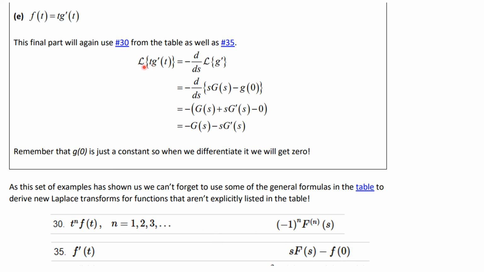So whenever we take this transform, we're going to get immediately, using number 30, this. But then the transform of the derivative is going to be this by property 35. Take the derivative with respect to s, but this is a constant, so that is going to be 0. And the derivative of this with respect to s is going to be the product rule. So it's 1 times G of s plus s times G prime of s. When I simplify it, I get this.